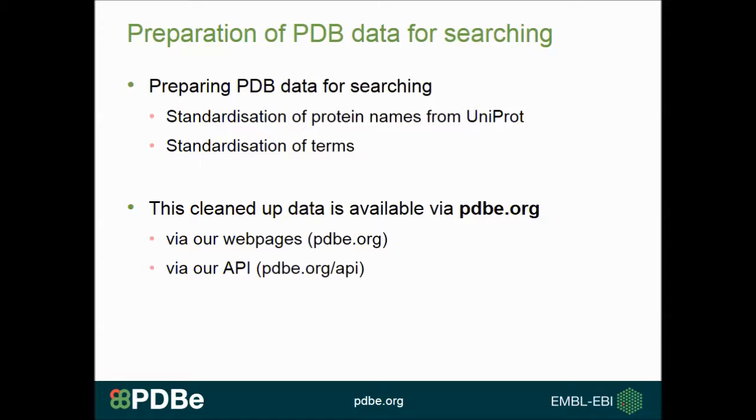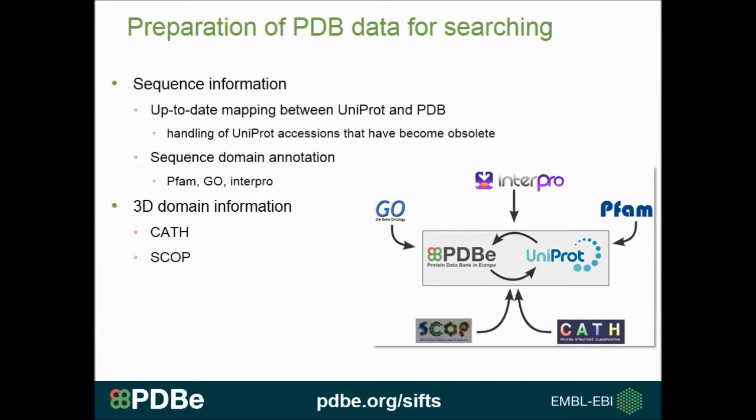This data is available via pdbe.org through our webpage or through our API, pdbe.org/API. We also provide up-to-date sequence information and 3D domain information through our SIFTS project. The sequence information consists of up-to-date mapping between UniProt and PDB. This includes handling of obsolete UniProts. Also, we include the domain annotation of PFAM, GO and InterPro, and then the 3D domain information comes from CATH and SCOP.